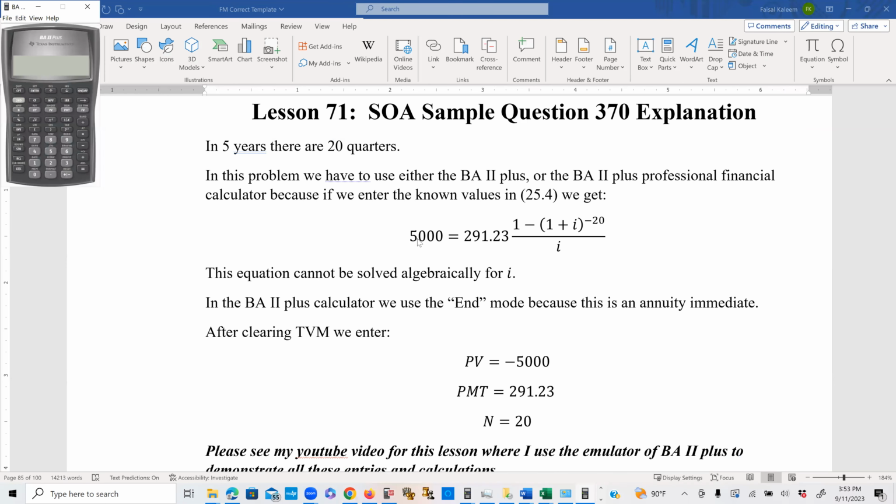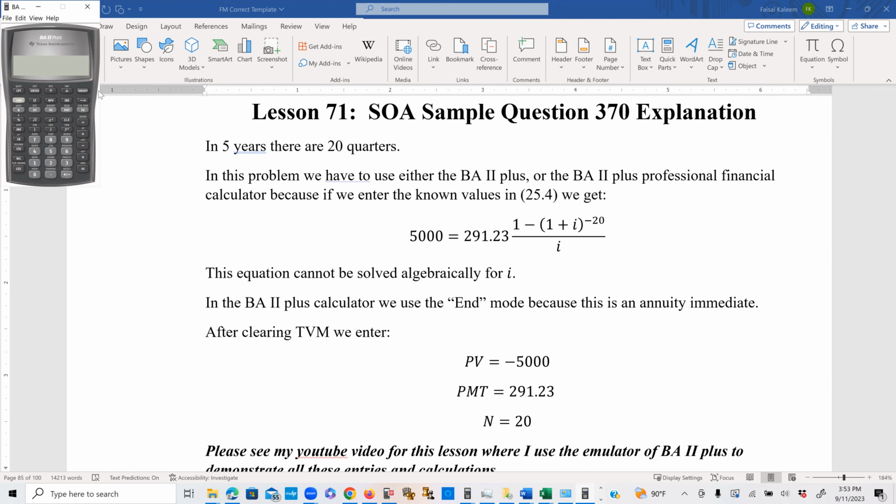Now if you set up the equation of value, 5,000 was the present value, and then 291.23 was the payment, times 1 minus 1 plus i to the negative n, where n is 20, because it's quarterly payments and there are 20 quarters. So you can clearly see that you cannot solve this for i algebraically. Therefore, we'll have to use the BA II Plus calculator. And make sure that the calculator is in the end mode, because this is an annuity immediate and payments are happening at the end of each quarter.